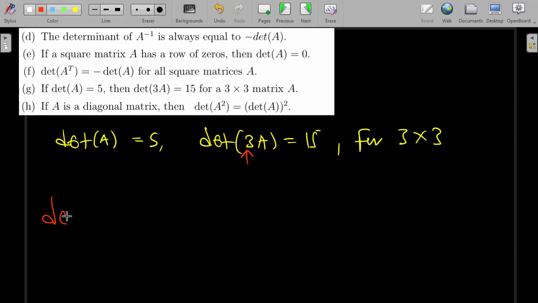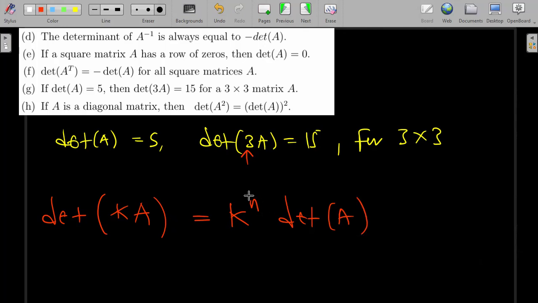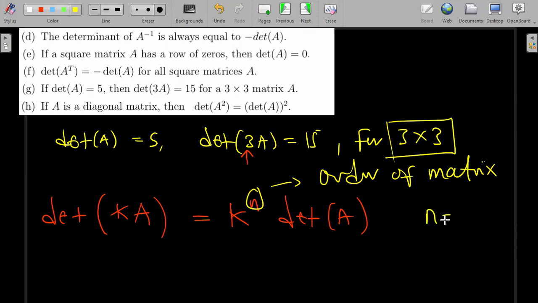If I have the determinant of a constant, let's say K, multiplying the matrix A, this is the same as K to the power N, and then the determinant of A. This power N represents the order of the matrix. Here we've been told that it's a 3 by 3, so my N will just be 3.